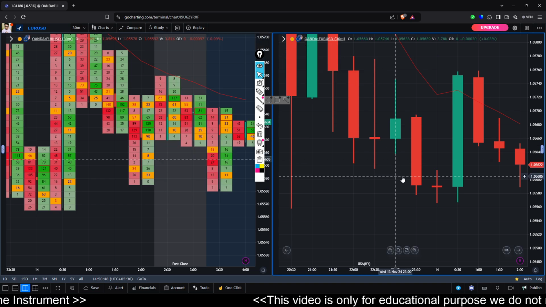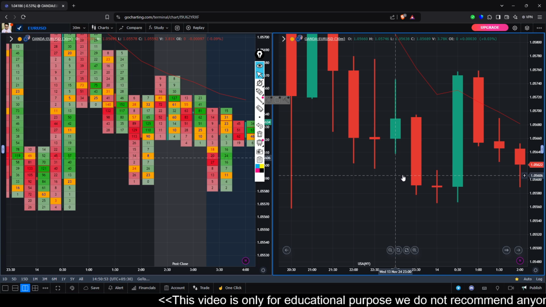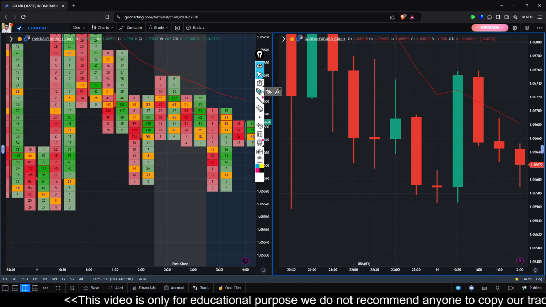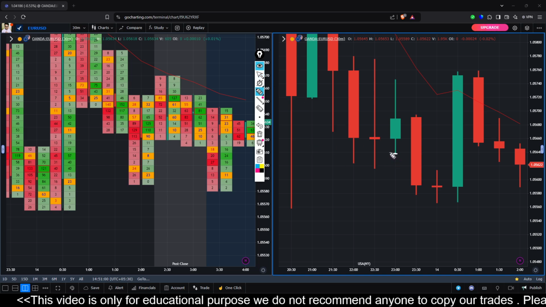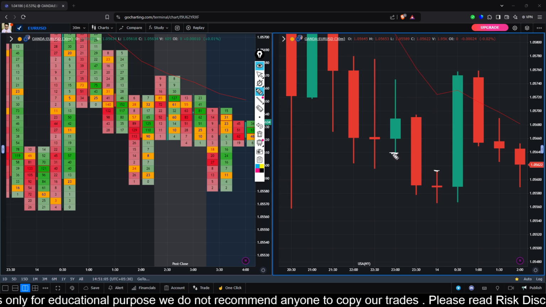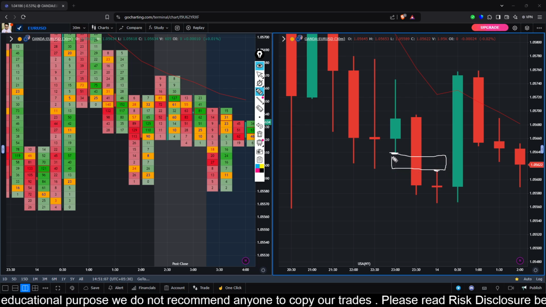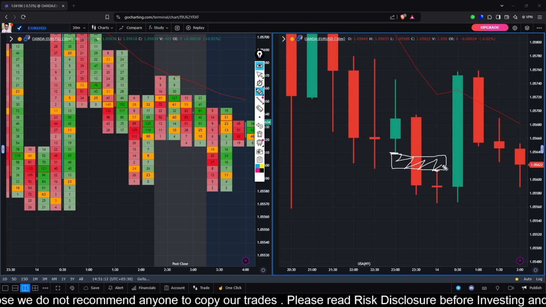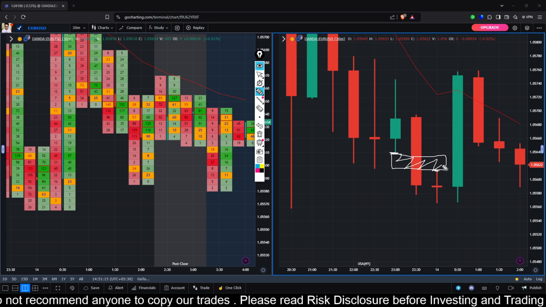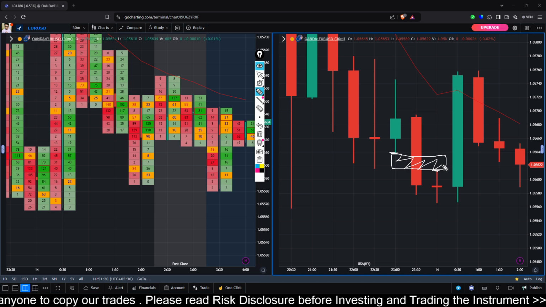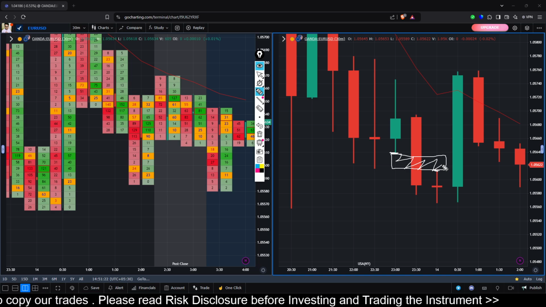First, let's try to understand what the imbalance is in terms of the smart money concept. Whenever we find three candles in an upside or downside move, and the first candle's low is not tested by the third candle's high, you can see a small gap over here. This is called the imbalance in smart money concept. If you want more theory or explanation, simply search for the imbalance in smart money concept on YouTube, and you'll get plenty of videos.